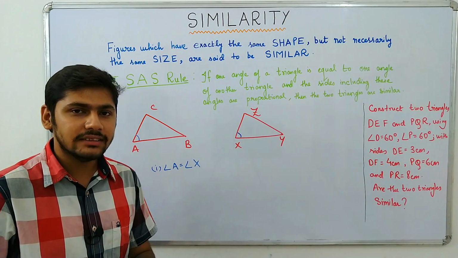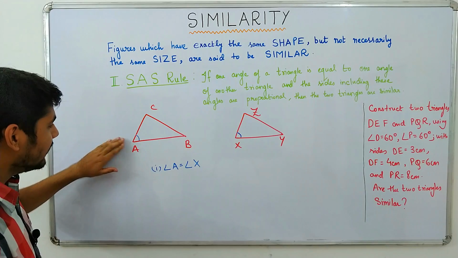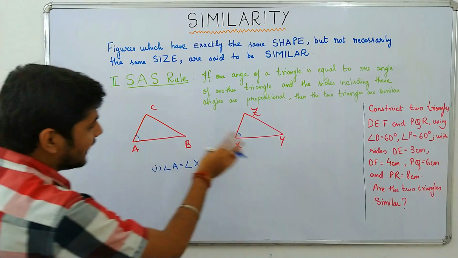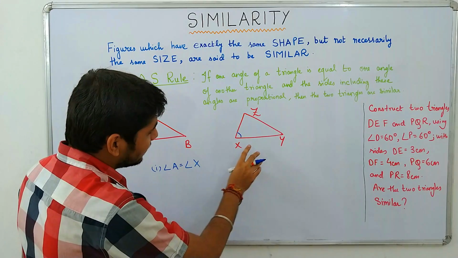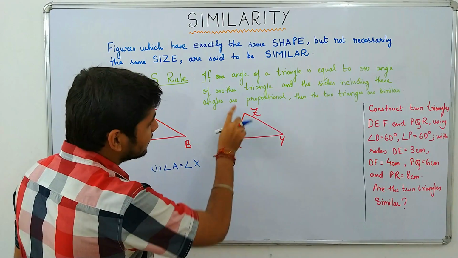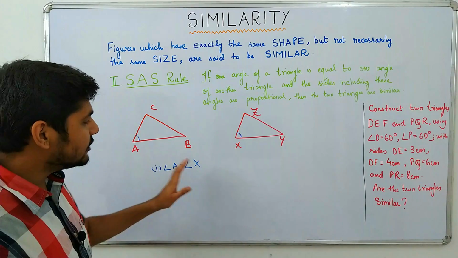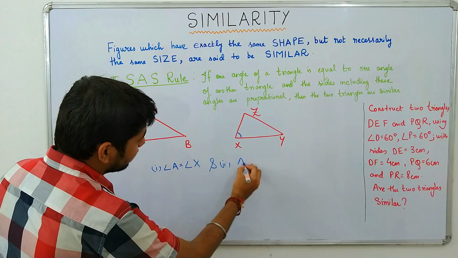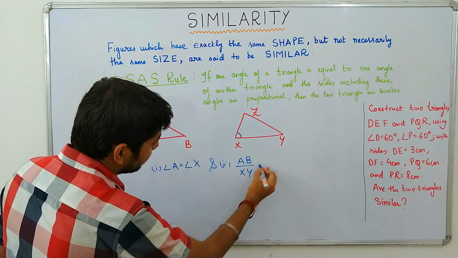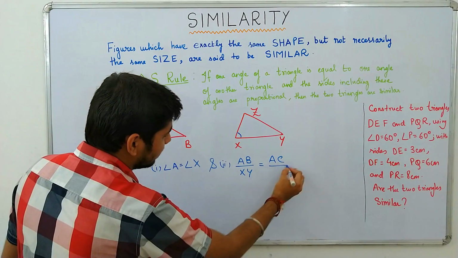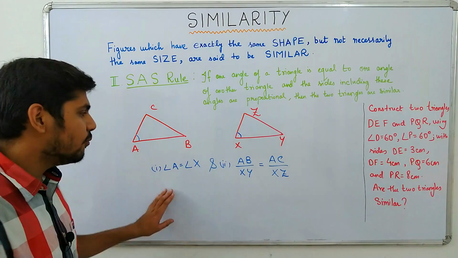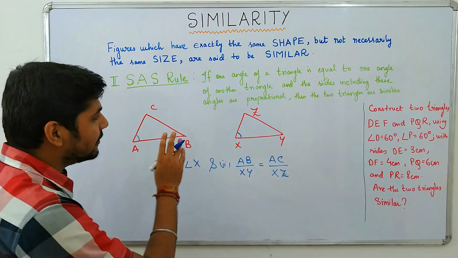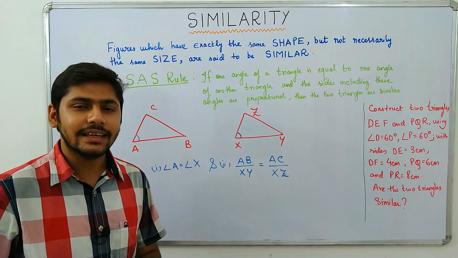Sides containing the angle, what does that mean? Say we have angle A over here, then the sides containing angle A are the side AB and the side AC. And in this triangle, the sides containing angle X are the sides XY and XZ. Okay? So, these two sides are proportional to each other. That means AB divided by XY is equal to AC divided by XZ. If both the things follow, then we can say that triangle ABC is similar to triangle XYZ using the SAS rule.